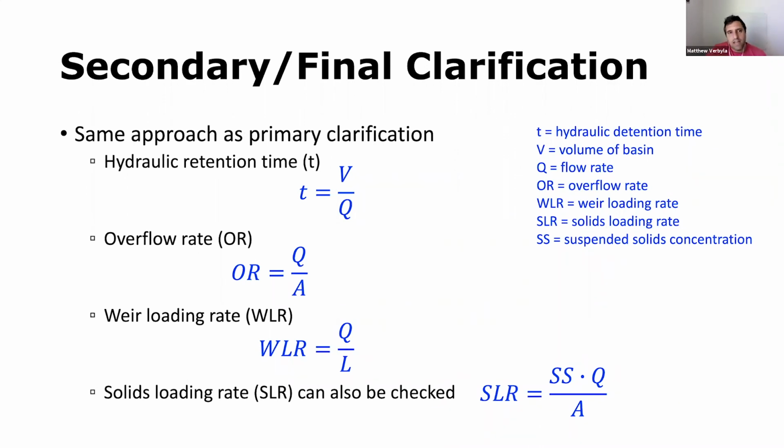All right, so to design secondary or final clarifiers, we use the same approach as we did for primary clarification, right? We're still calculating the hydraulic retention time as the volume divided by the flow rate. We're still using an overflow rate, which is the flow rate divided by the surface area. We're still calculating a weir loading rate, Q divided by the weir length. And we're also usually checking the solids loading rate, which is the suspended solids concentration times the flow rate divided by the area.